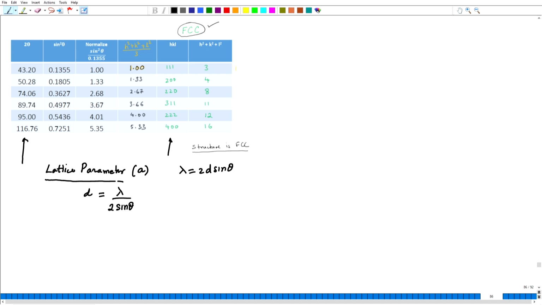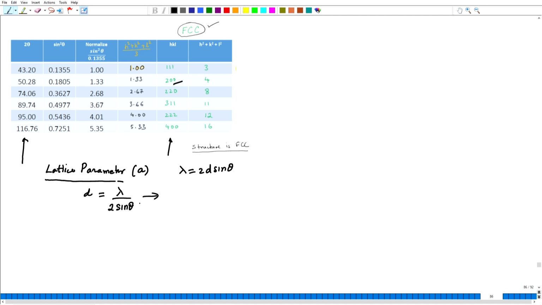Now, we will get a number of d values from each of the peaks. Obviously, the first peak, which we have indexed as 111, would give the interplanar spacing for the 111 plane. The second peak, which we have indexed as 200, would give the interplanar spacing for the 200 plane, and so on. So, there are 6 peaks, so we can get 6 different d values.